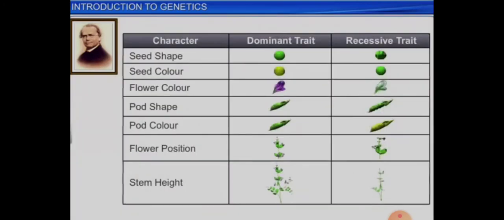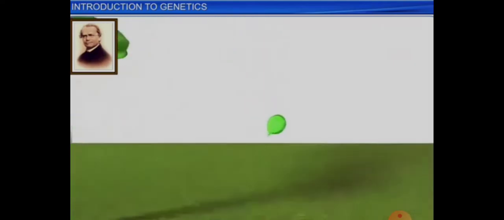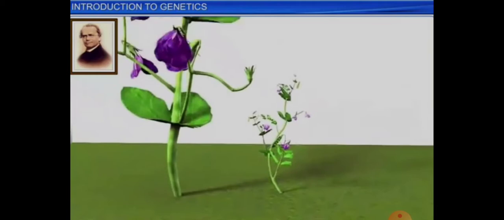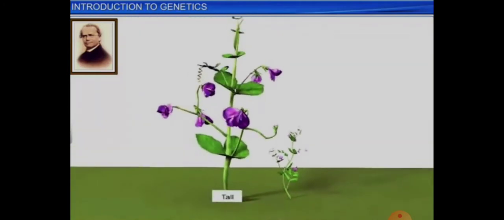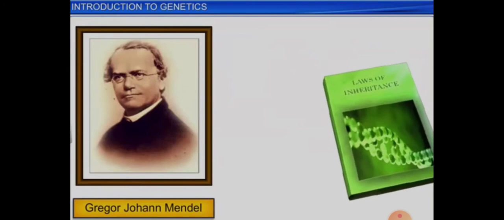He chose 14 true breeding pea lines, similar in all aspects except for one character, to conduct cross-pollination or artificial pollination experiments. A true breeding line exhibits stable inheritance and expression for many generations due to continuous self-pollination. Round or wrinkled seeds, yellow or green seeds, green or yellow pods, and tall or dwarf plants were some of the contrasting traits chosen by Mendel.